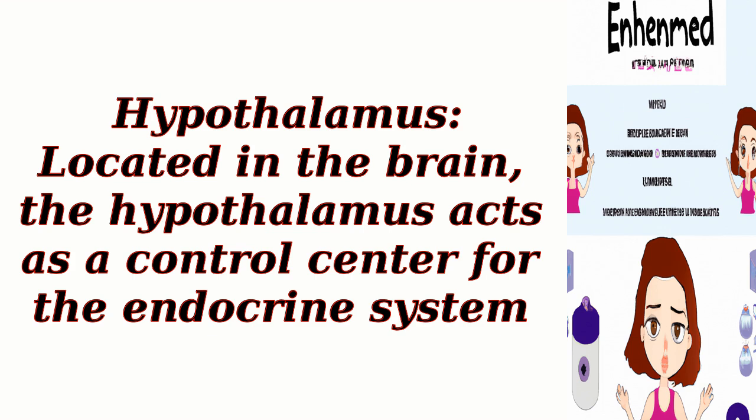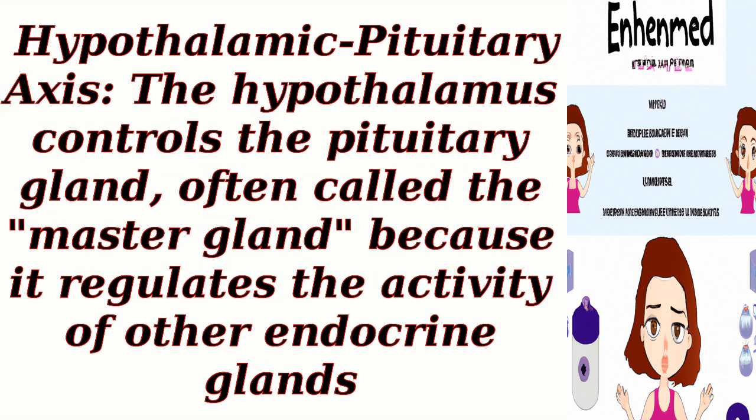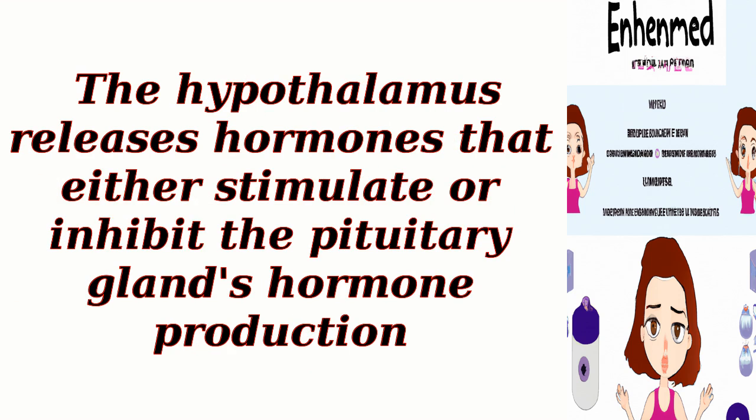Hypothalamus: located in the brain, the hypothalamus acts as a control center for the endocrine system. It receives information from the nervous system and responds by releasing hormones or regulating hormone production in other glands. Hypothalamic pituitary axis: the hypothalamus controls the pituitary gland, often called the master gland, because it regulates the activity of other endocrine glands. The hypothalamus releases hormones that either stimulate or inhibit the pituitary gland's hormone production.